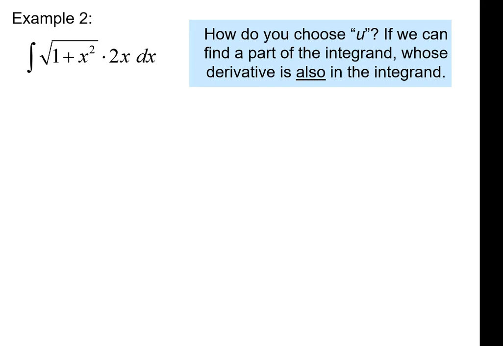The other way to think about your choice of u, and this is something I find helpful, is to think a step ahead. If I let u equal this, its derivative will equal this, and so on. When you take the derivative, if that is also in the integrand, that's your choice of u. So think here for a minute. If I let u equal 1 + x squared, what is the derivative of 1 + x squared? Well, that's 2x, and that's already in your integrand. So that's a good choice for u.